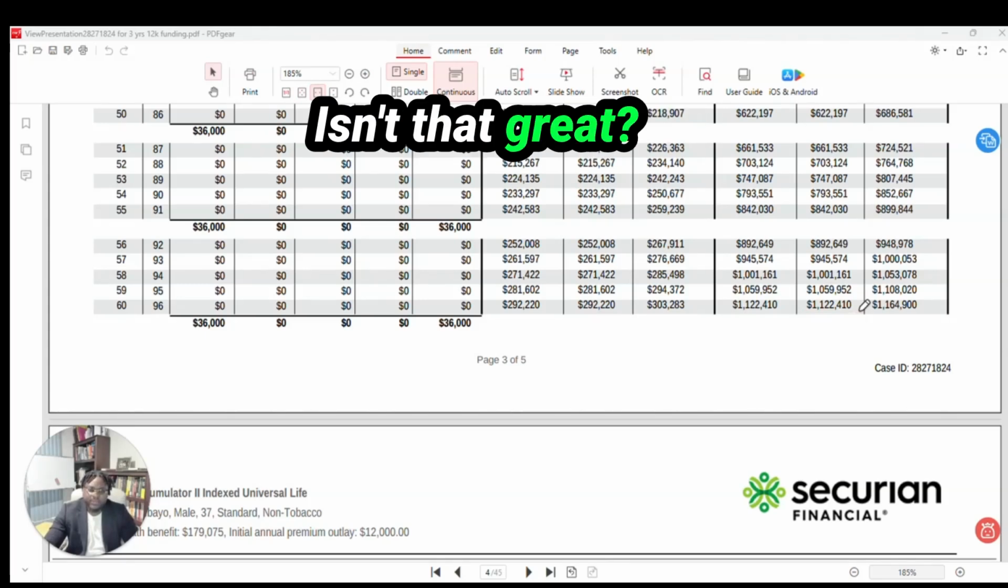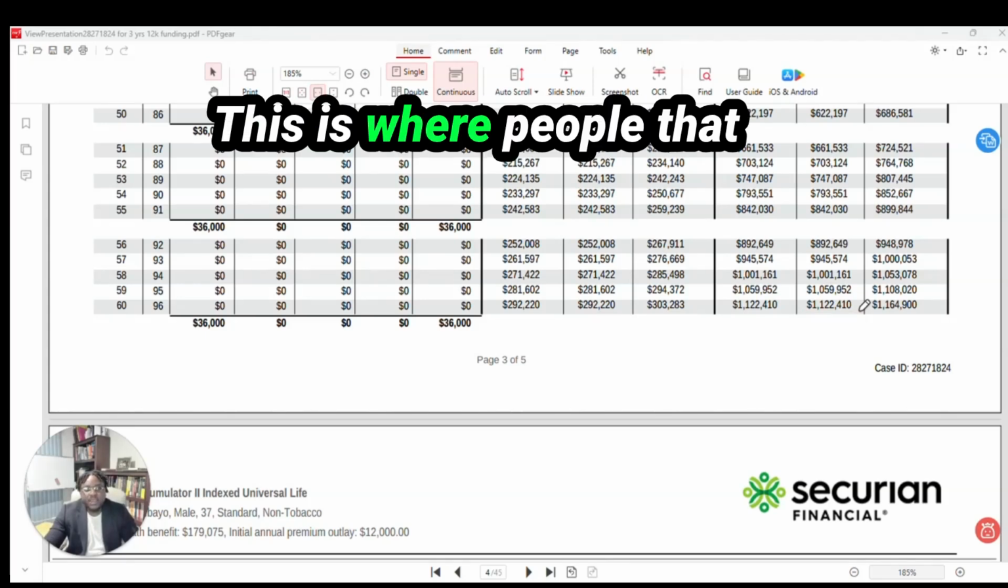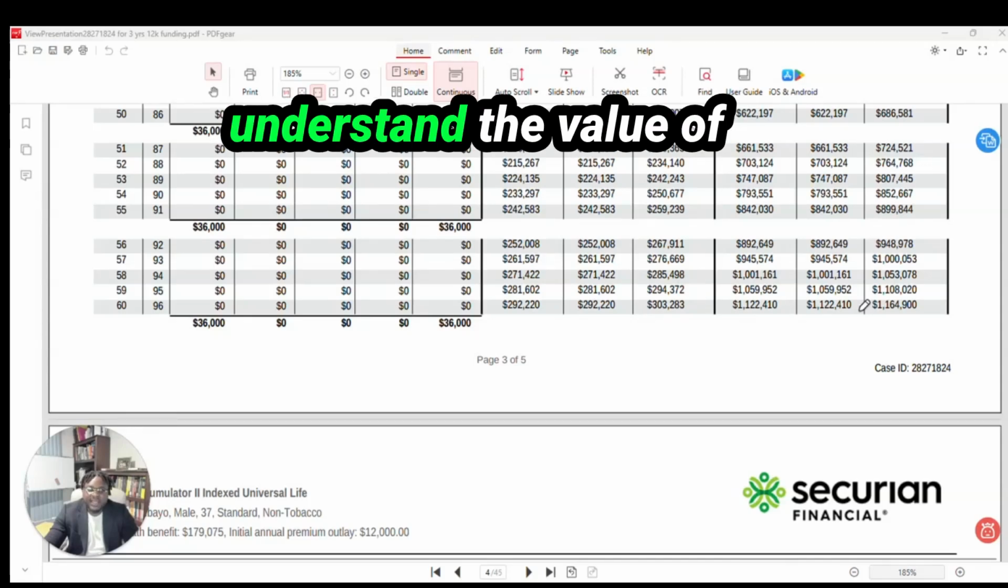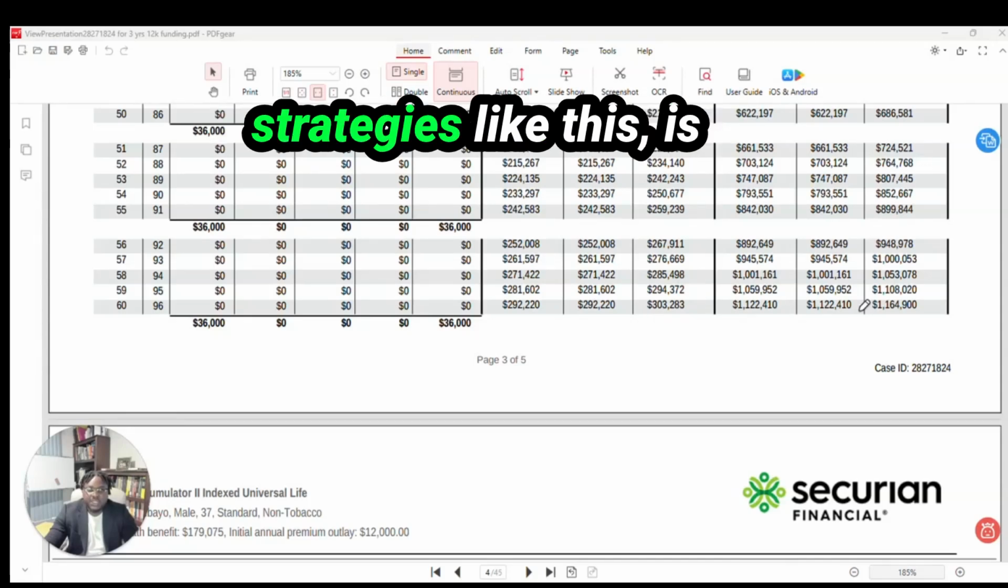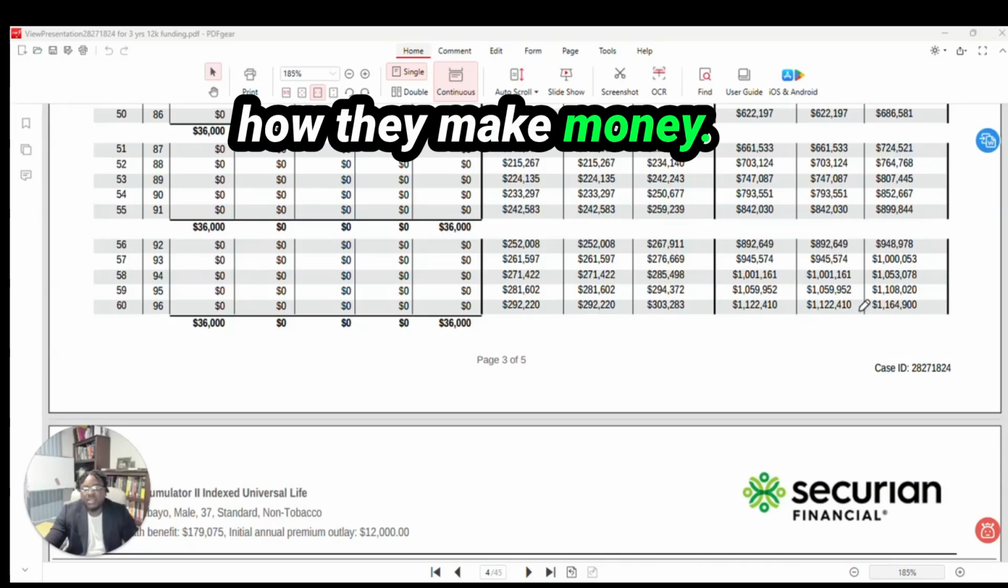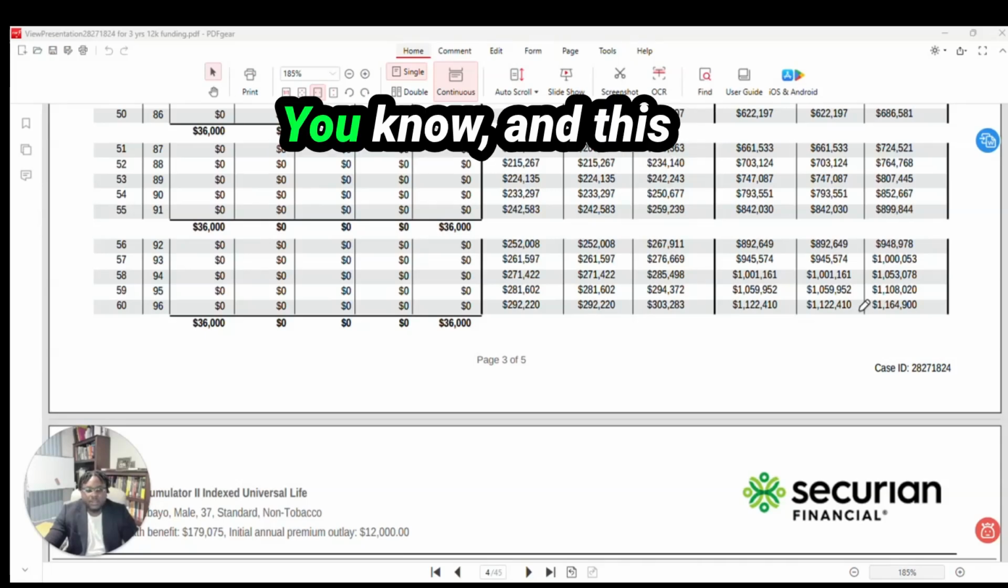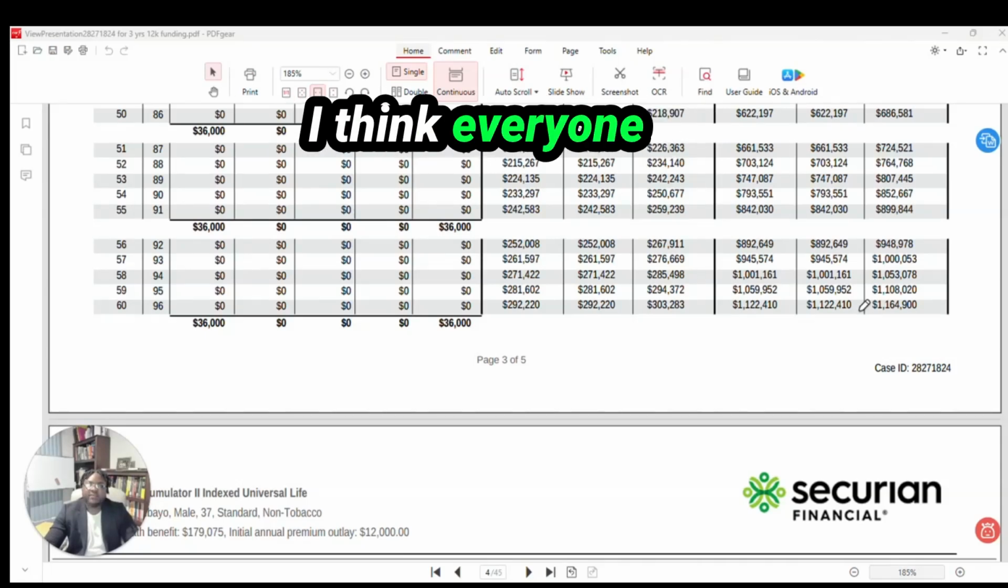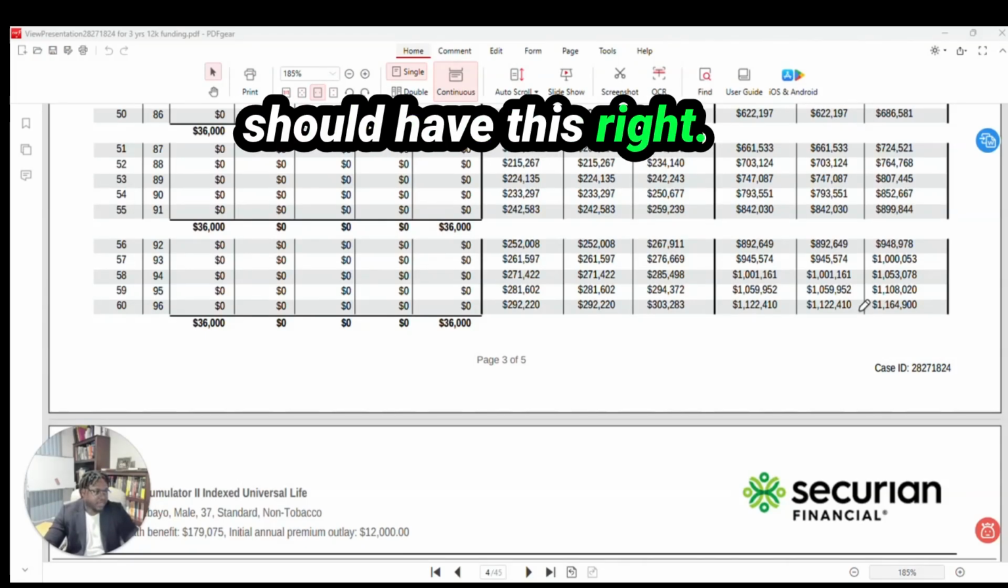Isn't that great? This is where people that understand the value of strategies like this is how they make money. And this is a no-brainer. I think everyone should have this, right?